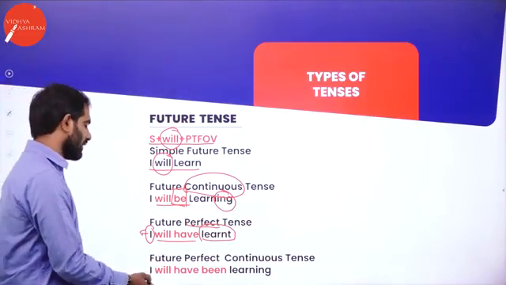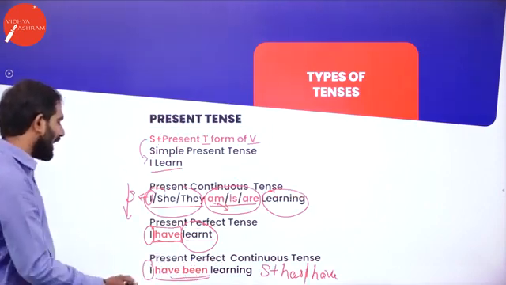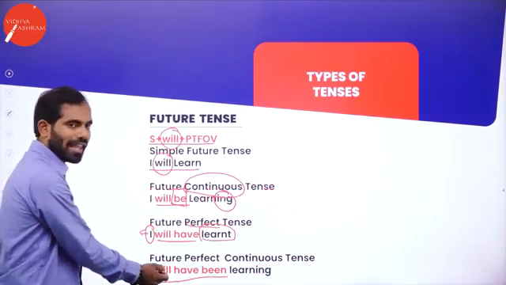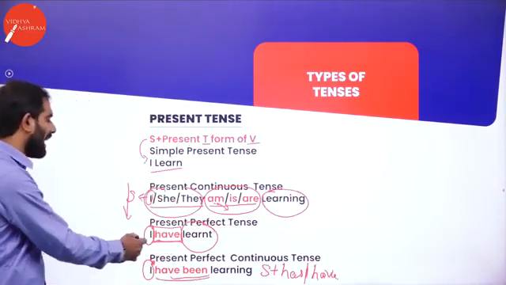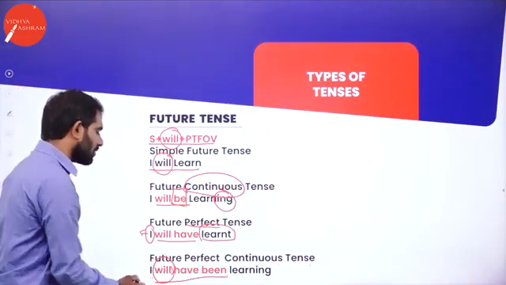Future perfect continuous tense: I will have been learning. Only thing you need to add is "will have" here. When it comes to future, "will have" will be added. If you go back to present, I have been learning. So only thing which you need to add is will.